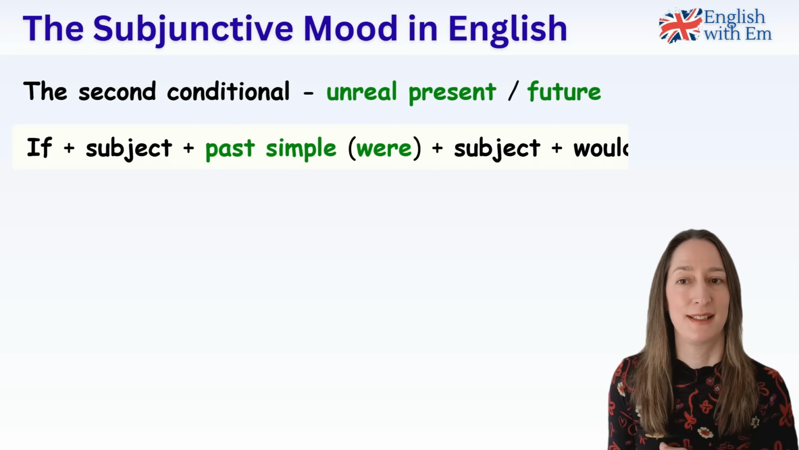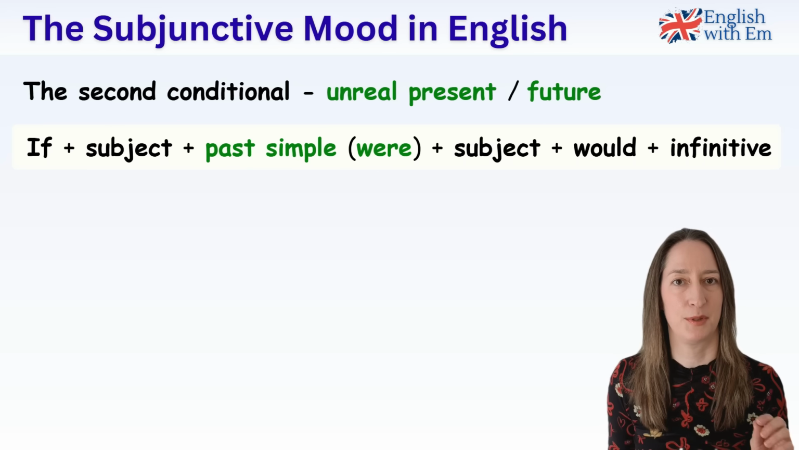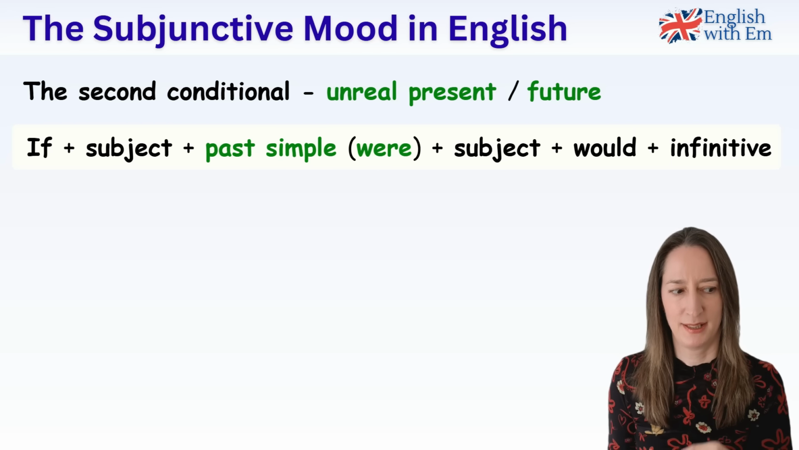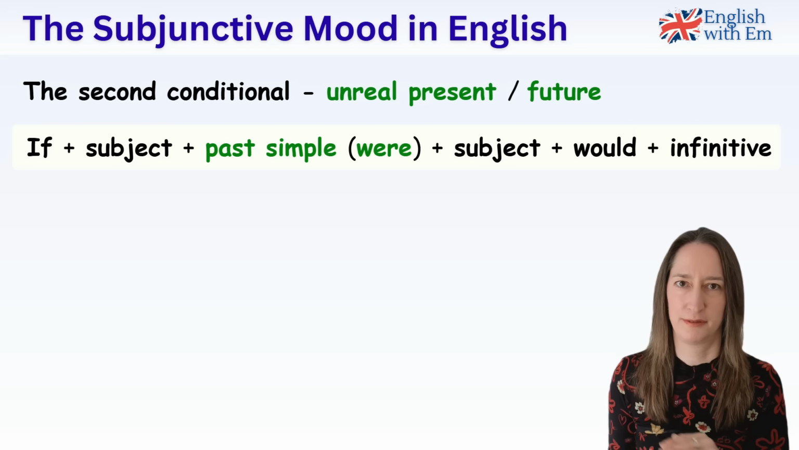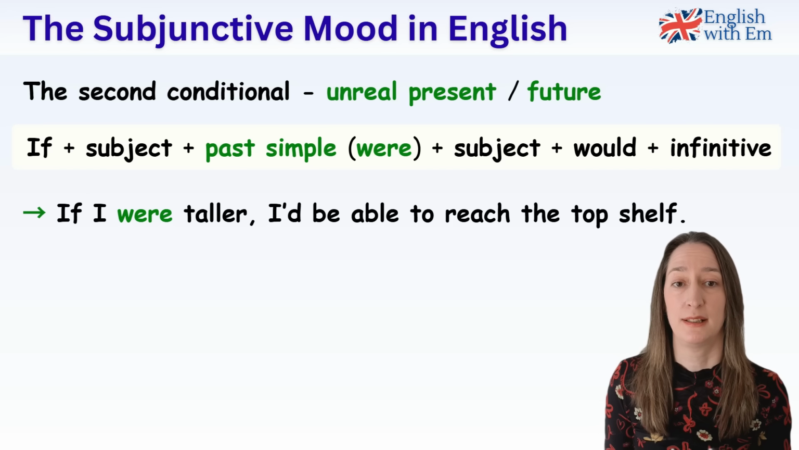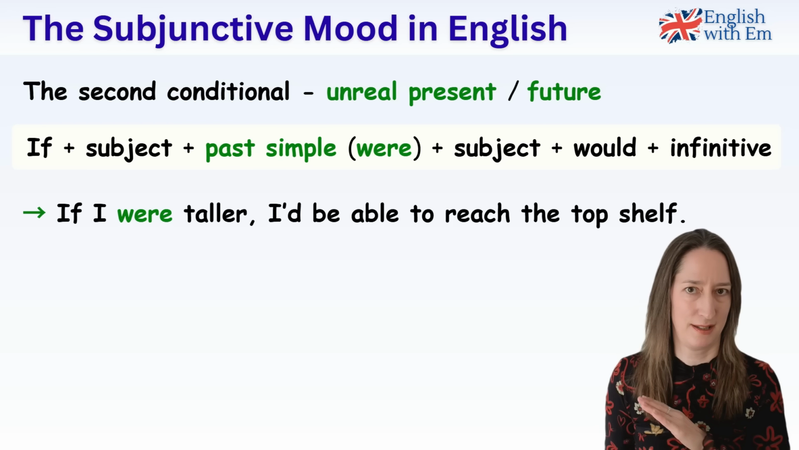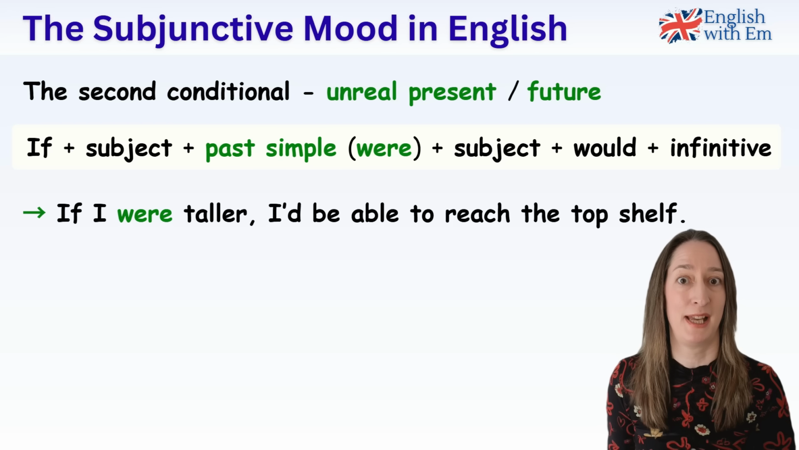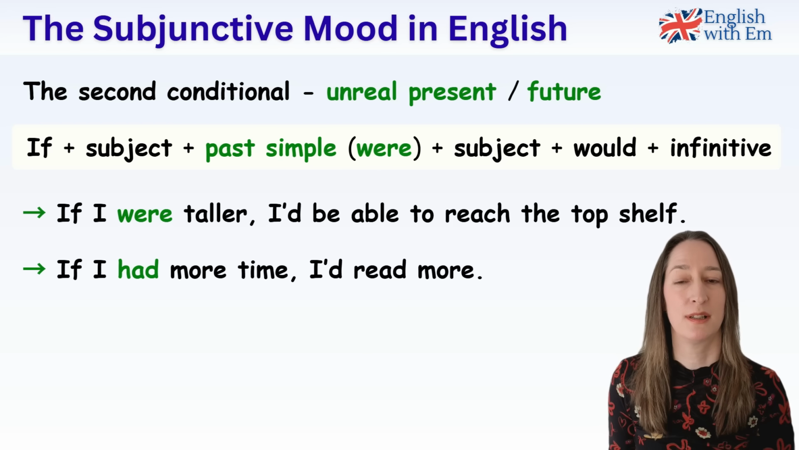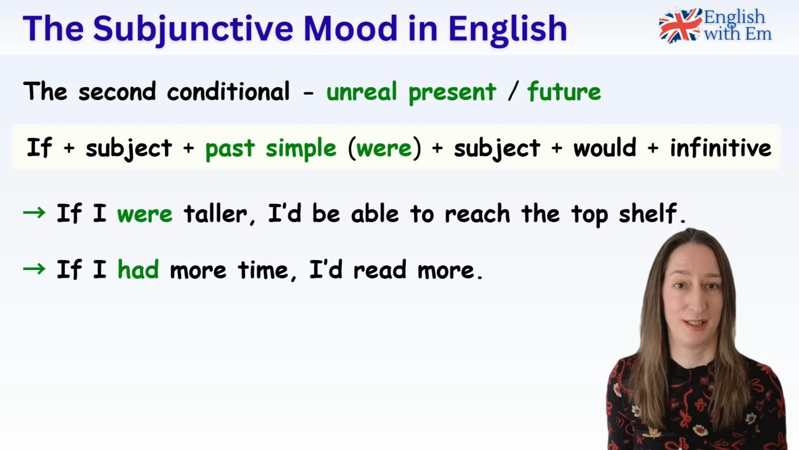Here's our structure. So we have if and the subject followed by the past subjunctive, which is the past simple form of the verb, except that we use were for all subjects. If I were taller, I'd be able to reach the top shelf. This is unreal. I am not taller, and I am not able to reach the top shelf. If I had more time, I'd read more. I do not have more time, so I can't read more.